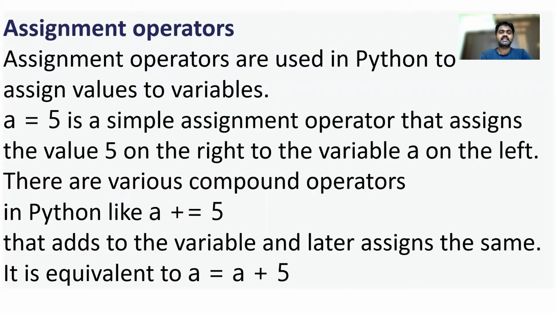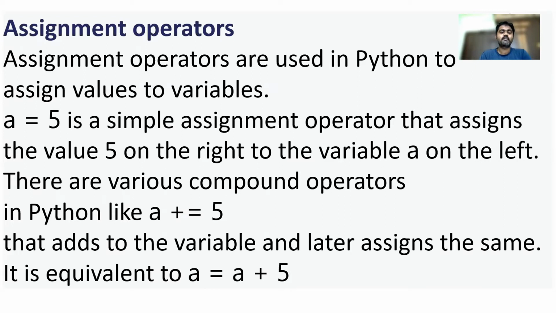For example, if we say x equal to 5, that means we are assigning a value 5 to x. So assignment operators are used in Python to assign values to variables. So a equal to 5 is a simple assignment operator that assigns the value 5 on the right to the variable a on the left.